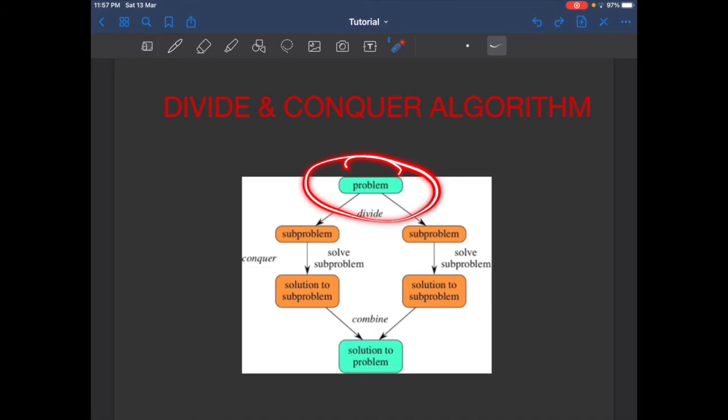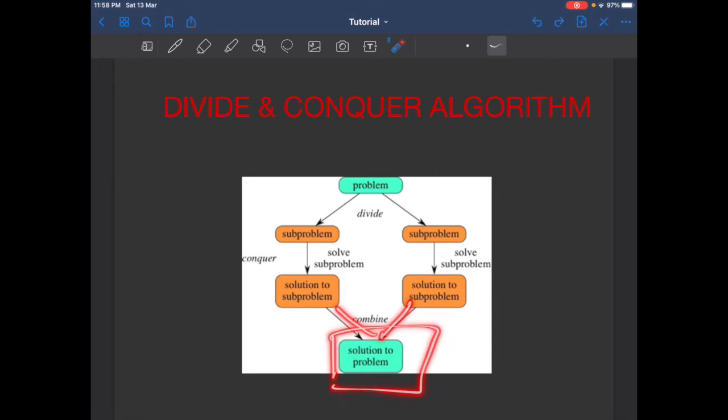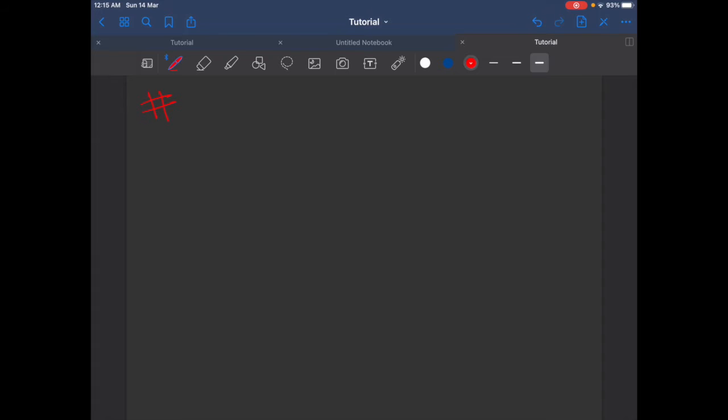Suppose this is a problem. Then we divide the problem into various sub-problems. Then each sub-problem is solved separately. And the solutions are combined together to get a solution to the problem. Consider a problem P where you have to apply divide and conquer approach. Considering the size of this P is 2 to the power k.